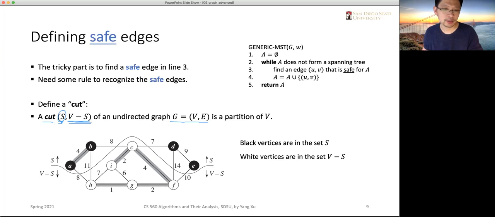So one thing you can notice, if you look at the cuts, is that there are also some edges: A to H, B to H, B to C, C to D, D to F, and F to E. All these edges actually cross the cuts, okay? This is something we're going to define in the next slide.